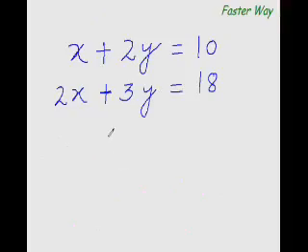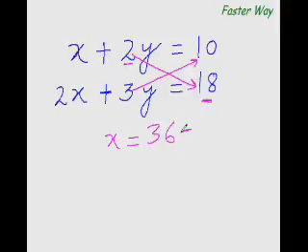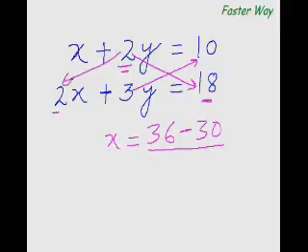Now, to find the value of x, all you need to do is multiply this number with this number, like this, and then subtract from it the product of this number and this number. So 2 times 18 is 36, minus 3 times 10 is 30. All right? Now this is the numerator. Okay? Now let's find the denominator as well. Now to find the denominator, all you need to do is multiply this number again with this number, like this. So 2 times 2 is 4, and subtract from it the product of this number and this number.